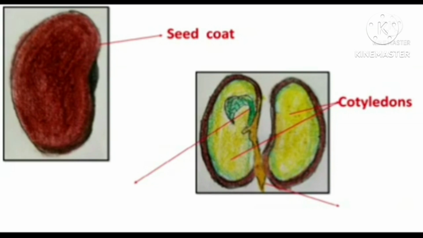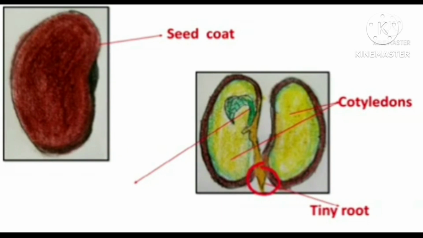What is the function of cotyledons? Cotyledons will be providing food and water to the embryo. They will be protecting the embryo until the baby root will grow, even until the baby shoot grows up and gives out a leaf. Here you can see a baby root is growing, that is called radicle. Baby root or tiny root, it is called radicle.